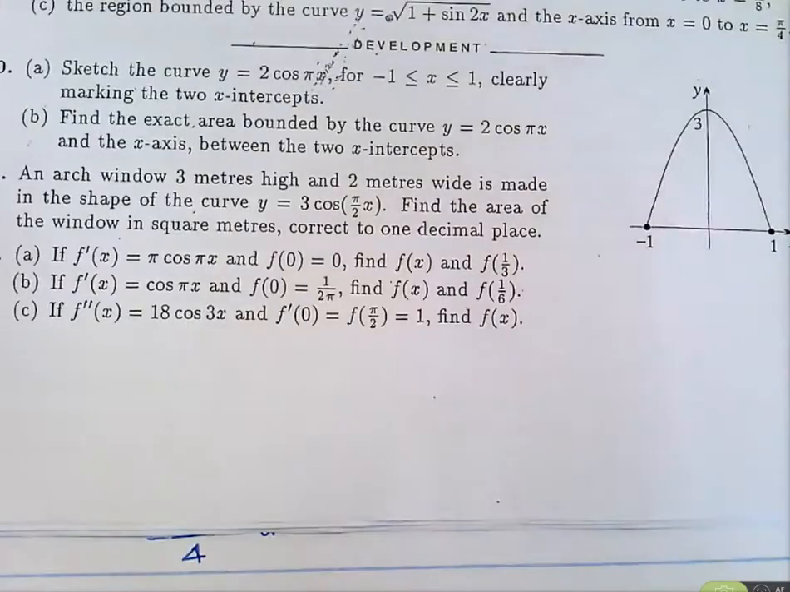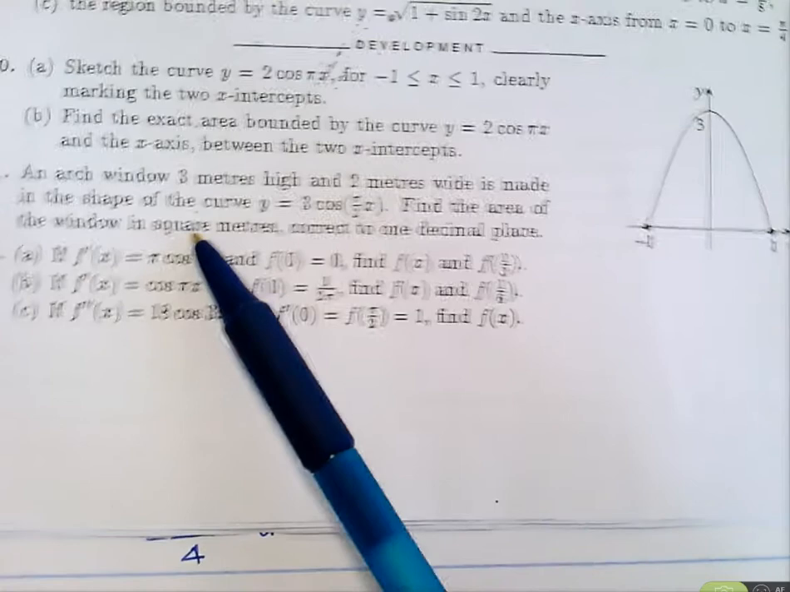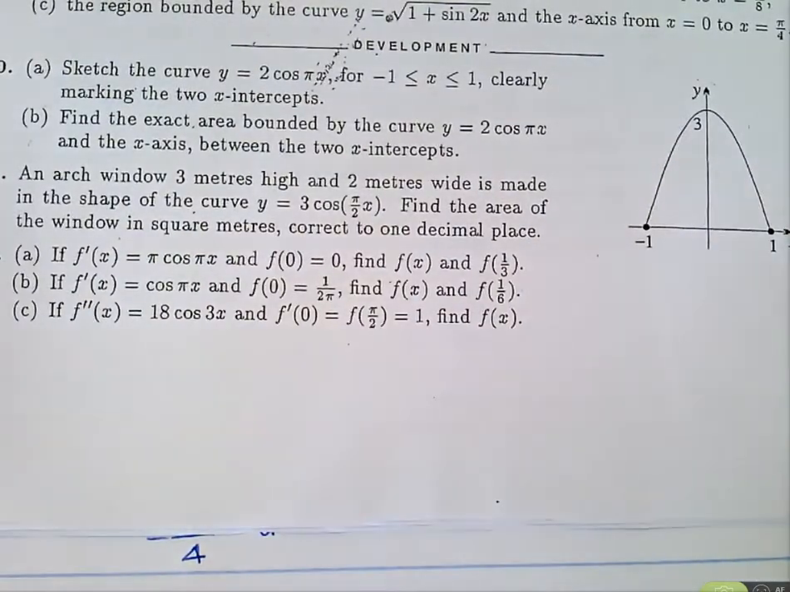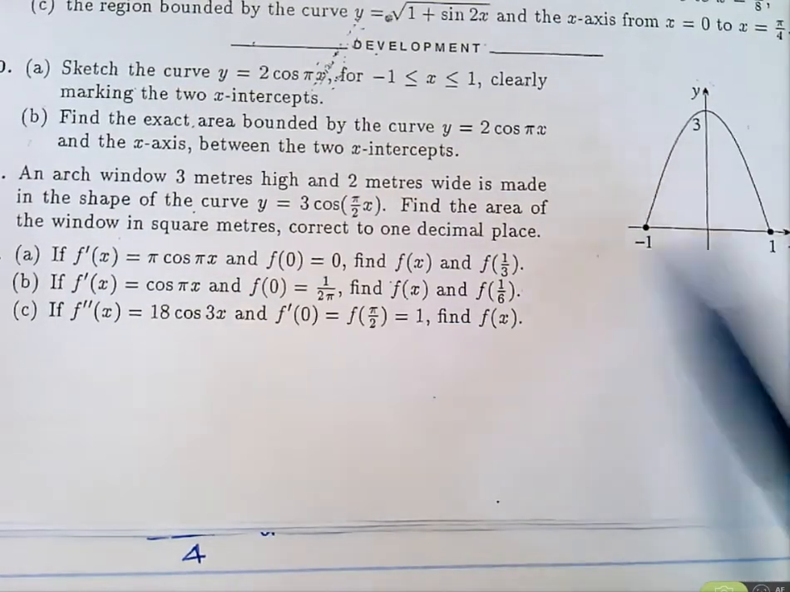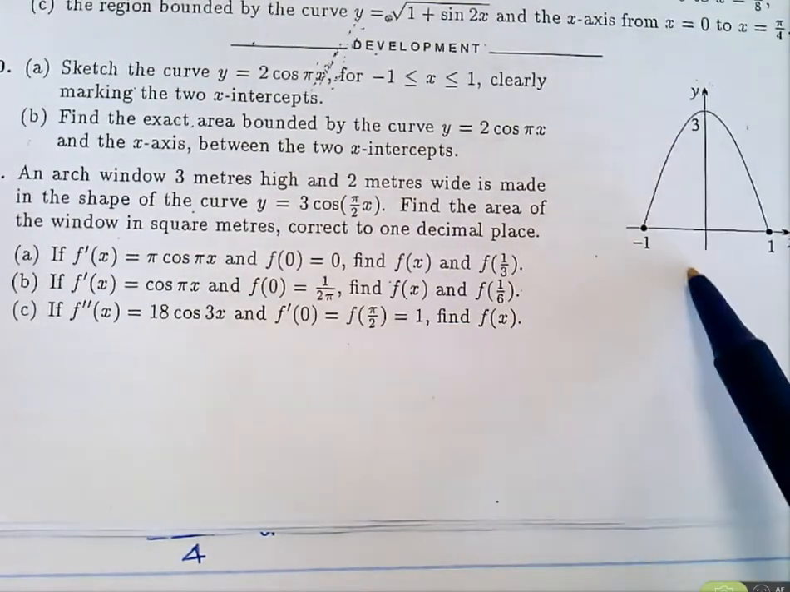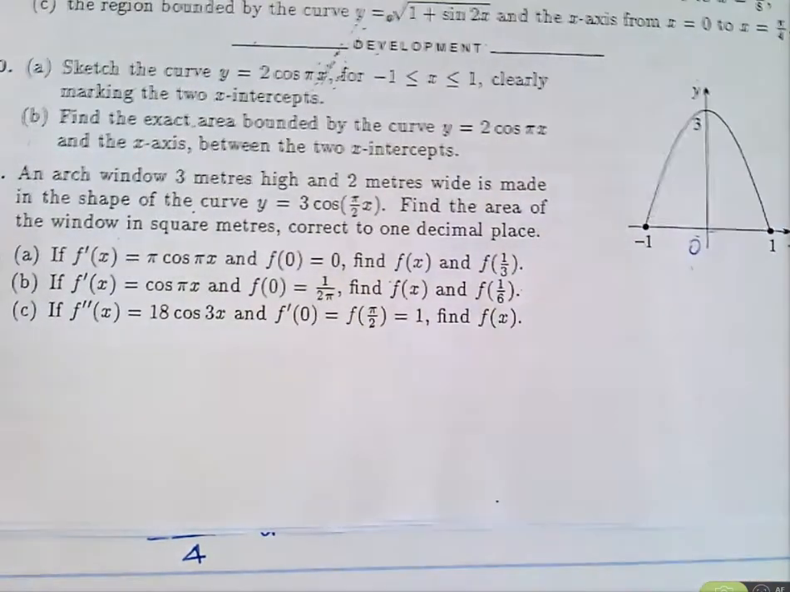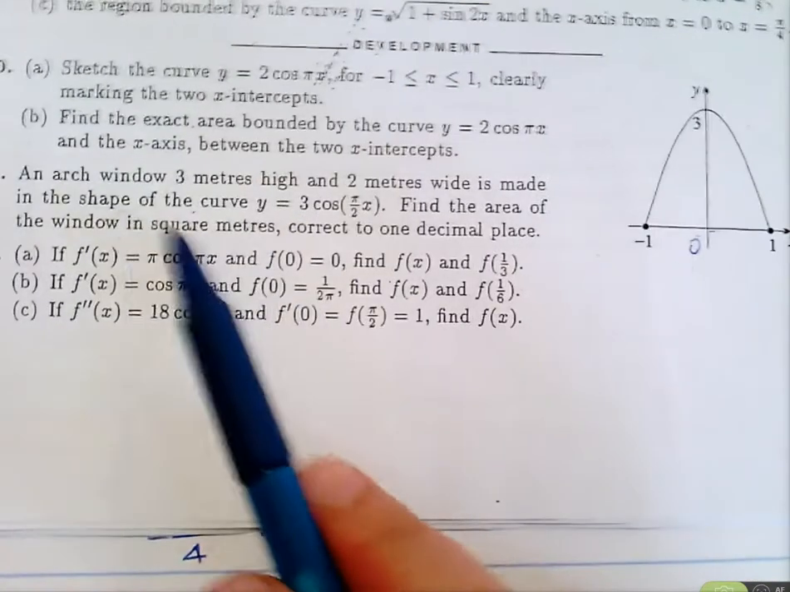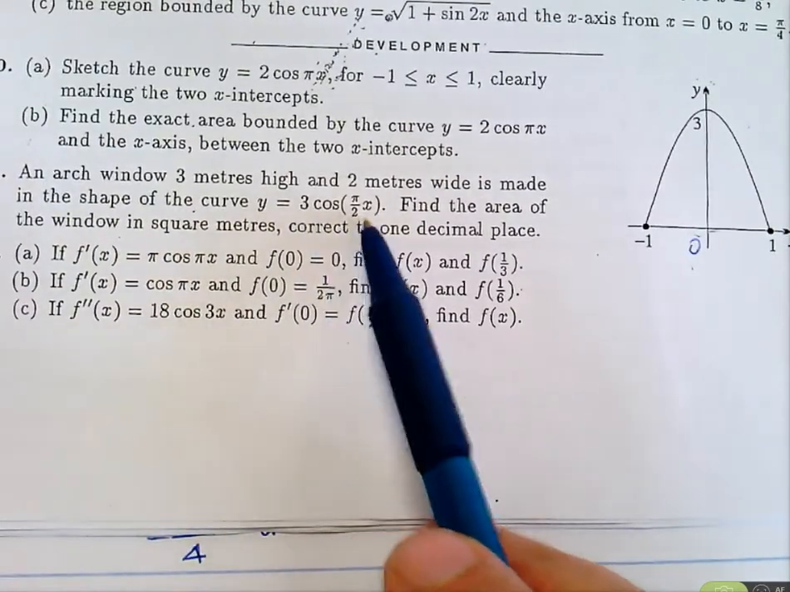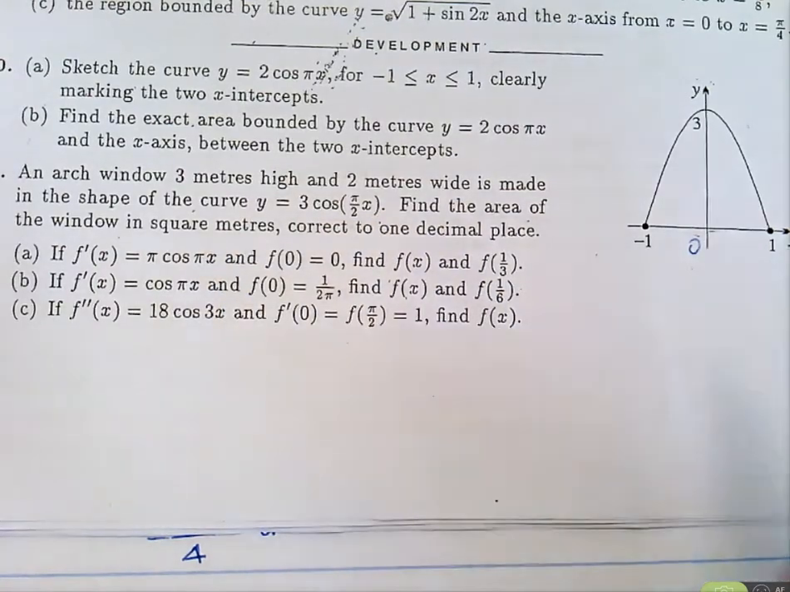All right, let's do some. That's your arch window, 3 meters high. We could give you questions like this with wording, could be towards the end of the paper. We may not have the drawing. Question 11: an arch window that's 3 meters high and 2 meters wide. Notice they're putting it around the y-axis. There's 0, and put 1 meter that way and 1 meter that way. Make it symmetrical about the y-axis. It's in the shape of this curve, y equals cos of pi on 2 x. Find the area of the window.